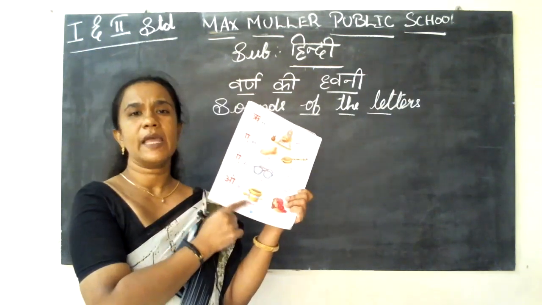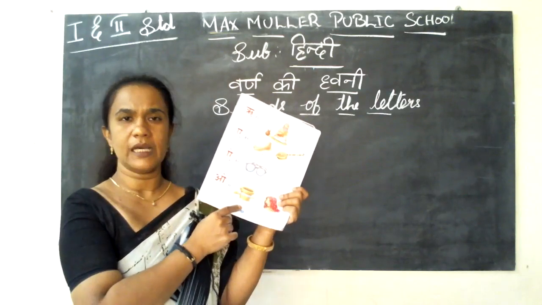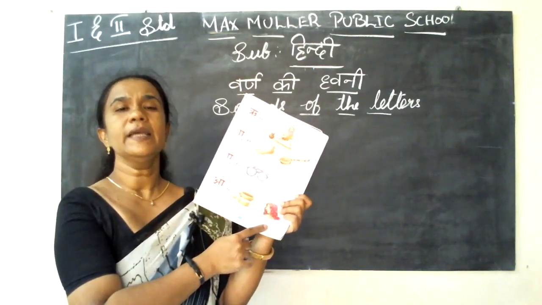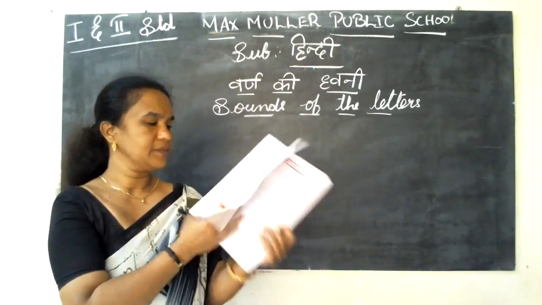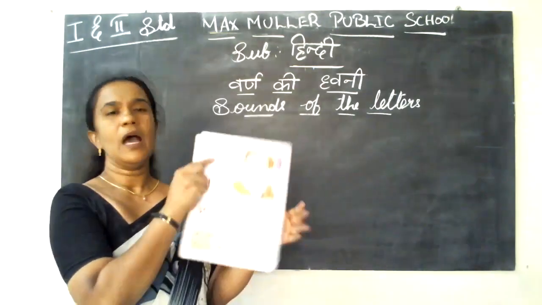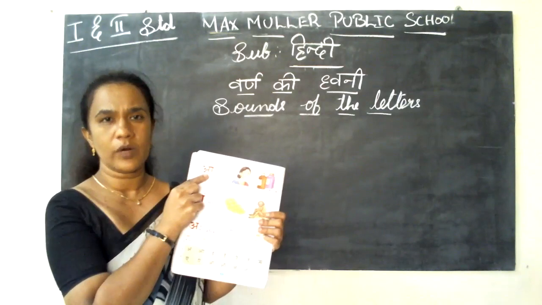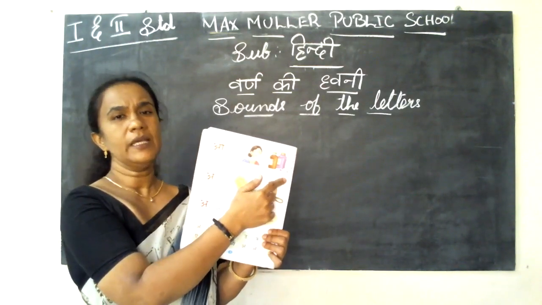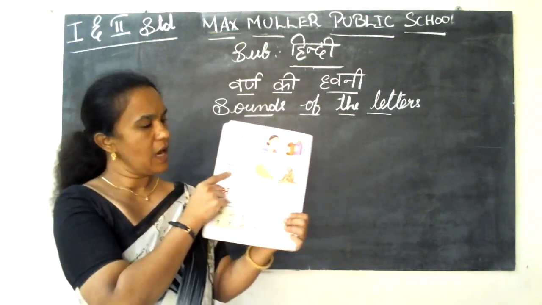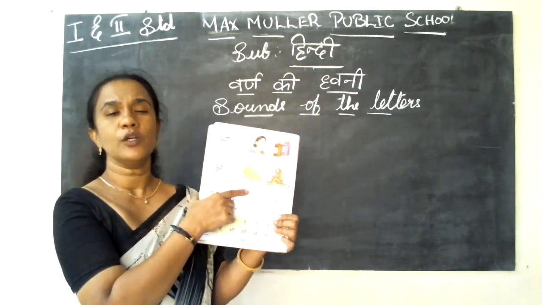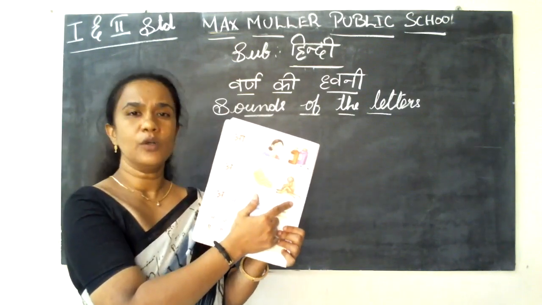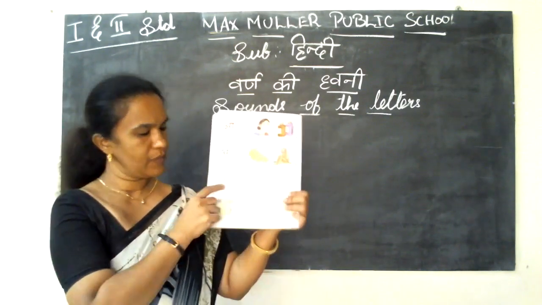O, say okali, a mortar. O, say odani, a veil. O, say aurat, woman. O, say aushadi, medicine. Am say angur, grapes. Am say langur, a monkey.